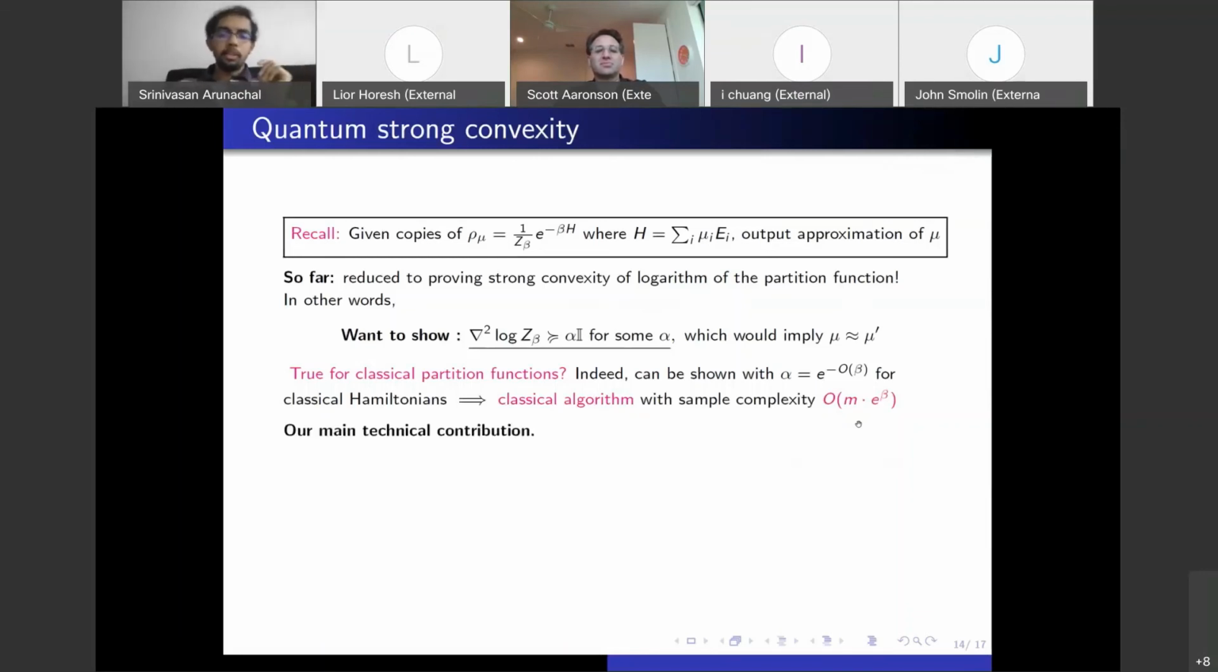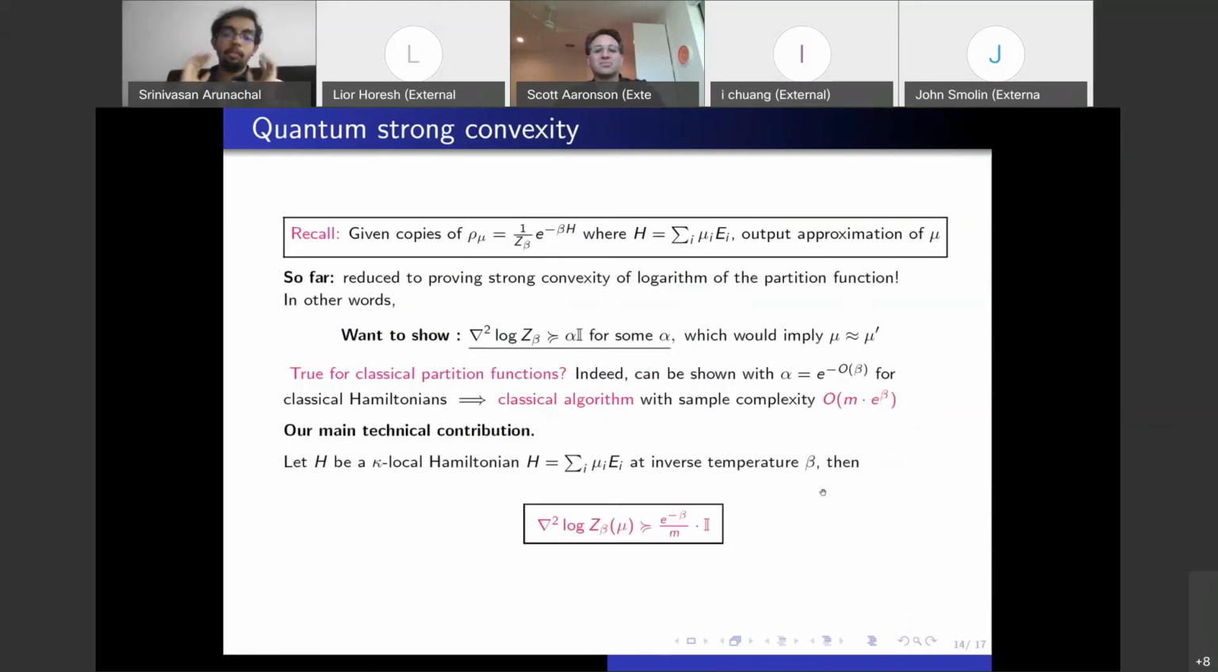The main technical contribution in this work is that we have shown that if H is a k-local Hamiltonian, written in terms of its Pauli decomposition, and you fix an inverse temperature beta, then the Hessian of the log of the quantum partition function is also strongly convex, with parameter e to the minus beta divided by m. This is the most technical part of the work and took up the bulk of it, so I won't go into the proof. I've heard that this statement has implications in other fields like thermodynamics and other quantum many-body questions, but for our problem it was mainly used for obtaining a good learning algorithm, because with it we can approximate mu by mu prime, which is exactly what we care about.